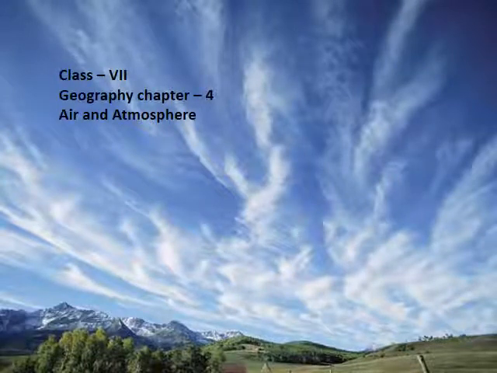While the earth is where we live, it is the atmosphere around the earth which gives us the air to breathe. This is the most important thing for survival of life. This is the chapter from class 7th Geography, Air and Atmosphere.